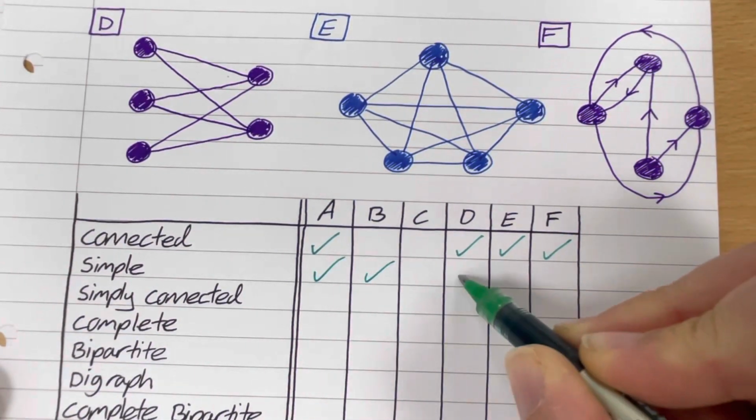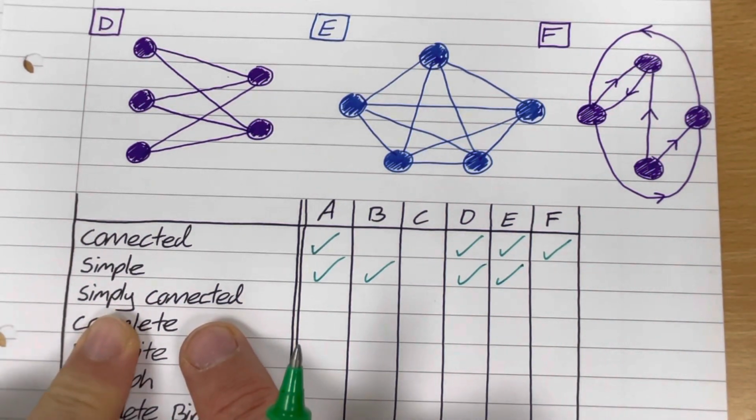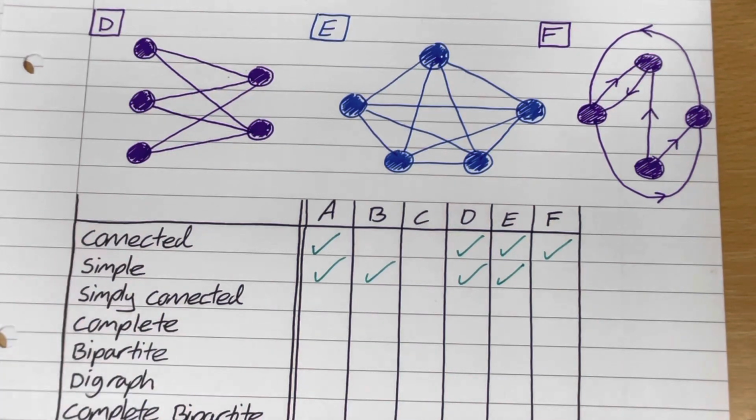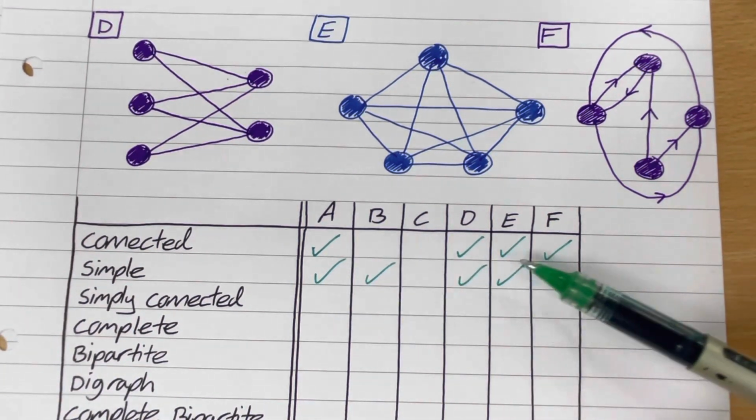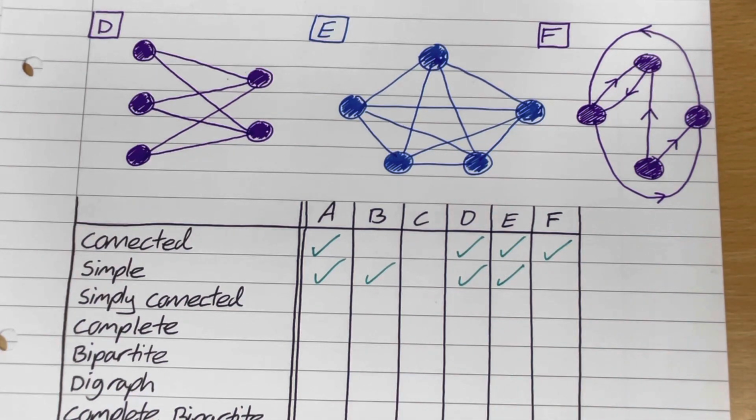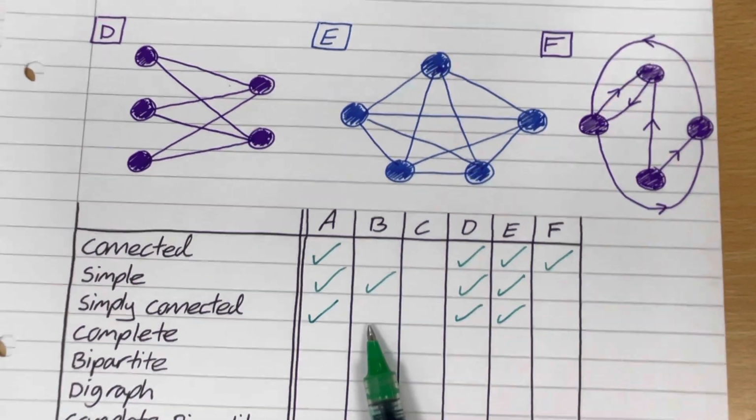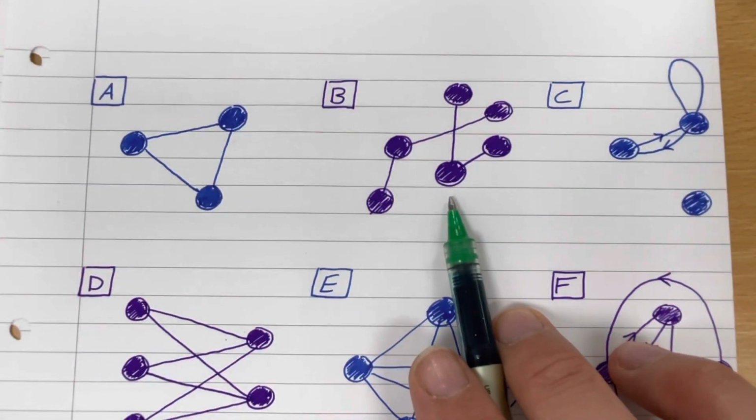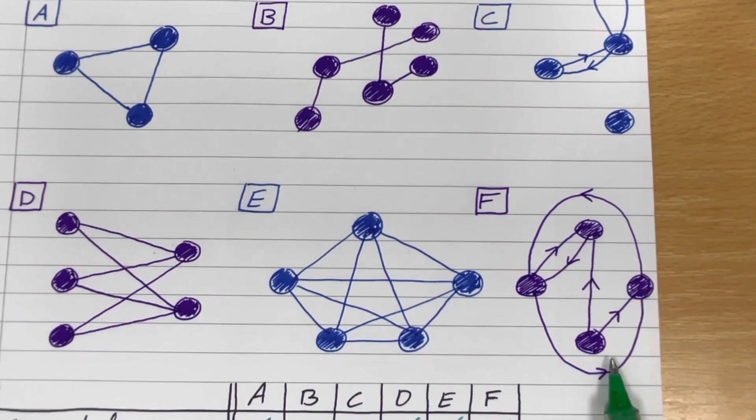A, B, D, E. Simply connected is a definition which means that they are both simple and connected. So if any graph has the top two lines which are ticked, then this line is also ticked. B is not simply connected because it's not connected, and F is not simply connected because it's not simple. Okay.